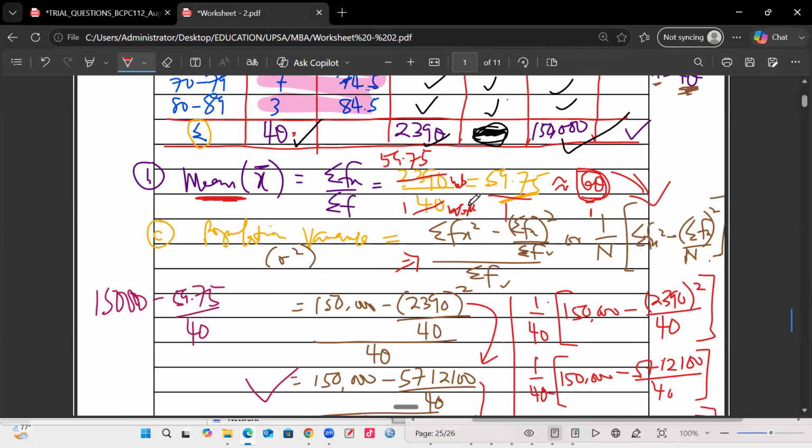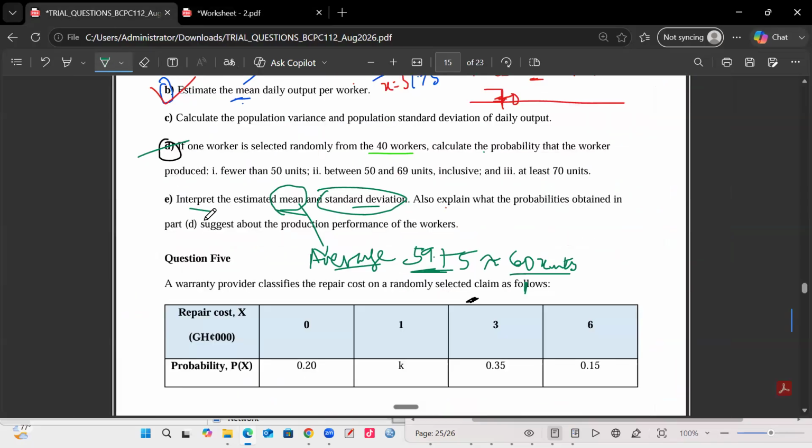I don't want to memorize my grammar. Understand the concept, then you can write it in your own words. That's what I'm trying to do. For the interpretation, the D, E, E. Interpret the estimated mean.